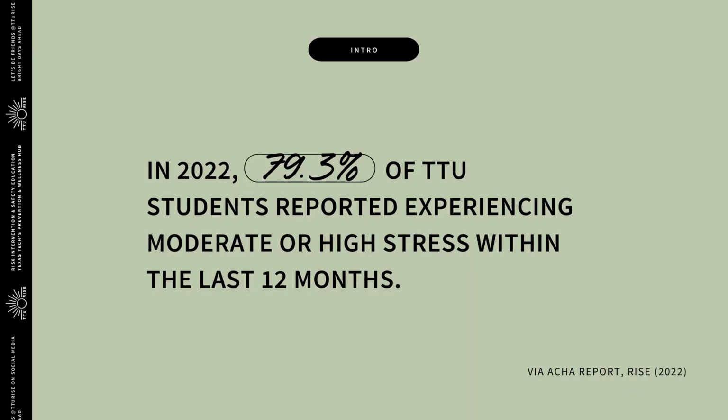In the fall of 2022, it was found that 79.3% of Texas Tech students reported experiencing moderate or high stress within the last 12 months. This may not seem like a huge number of people, but if you think about the approximately 40,000 plus students at Texas Tech, 79.3% is a huge amount. And it is so important to really take a grasp and understand how many students are experiencing moderate to high stress.